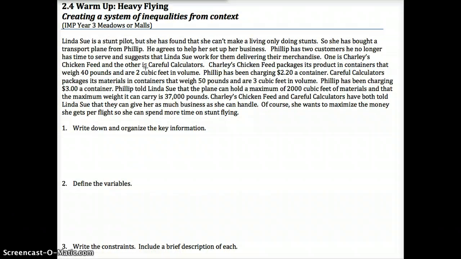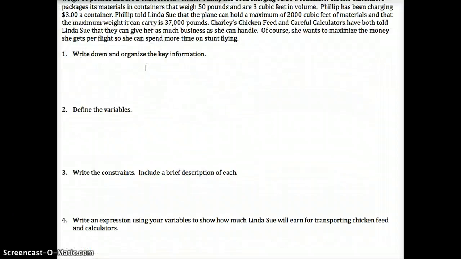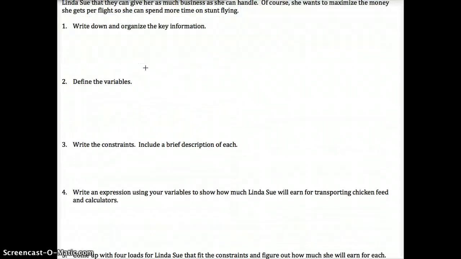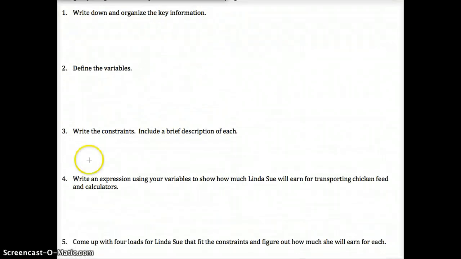Warm-up 2.4. Remember, warm-ups are 2 points. So to get full credit, and we kind of walked through a lot of this together as a class, so hopefully everyone has full credit. So remember, we should have all that key information down here. We should have defined our variables, so the variable equals and whatever it equals. Should write the constraints, and if you recall, the constraints are two inequalities, so there should be two inequalities here.